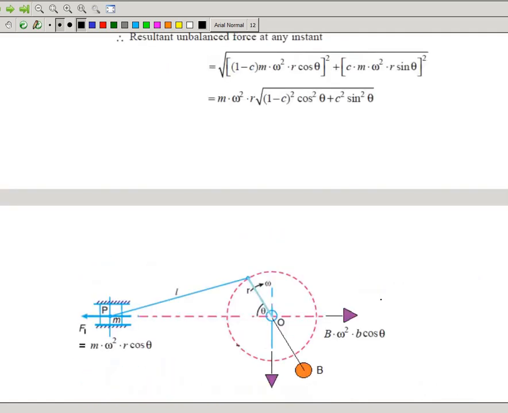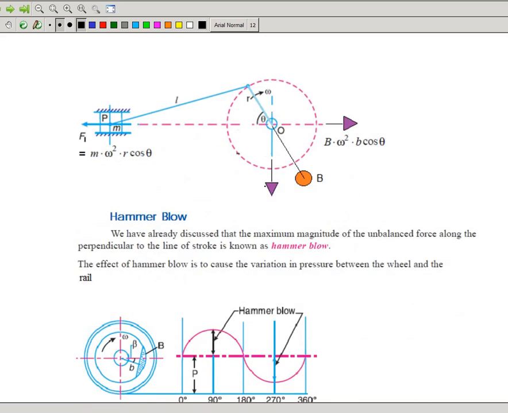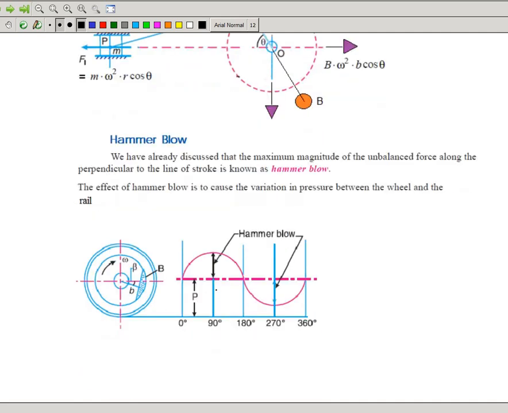Now this force which is perpendicular to the line of stroke is, in locomotives, the cause of a pressure between the wheel and the rail that changes with time, because this force acts in the vertical direction with a frequency of omega. So this force changes the normal reaction between the wheel and the rail. This is also known as a hammer blow, and this limits the speed of locomotives, because if this reaction force is 0, then the wheel loses contact with the rail.